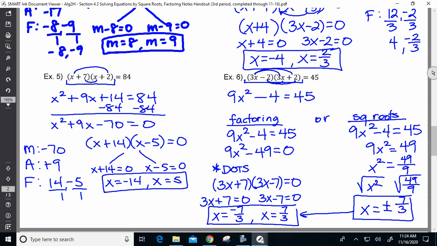intercept form. With that, have a great rest of your day and ask questions as you have them.